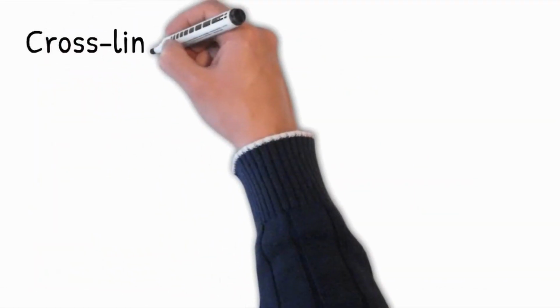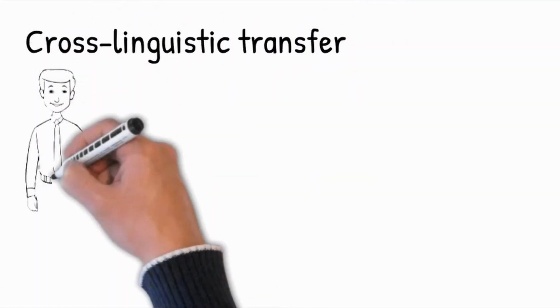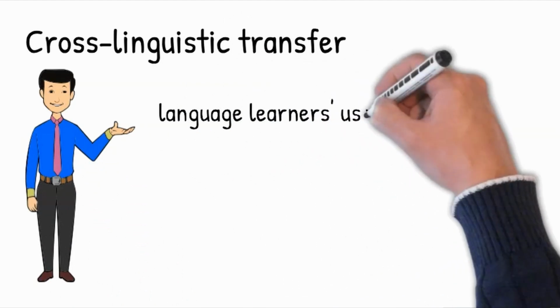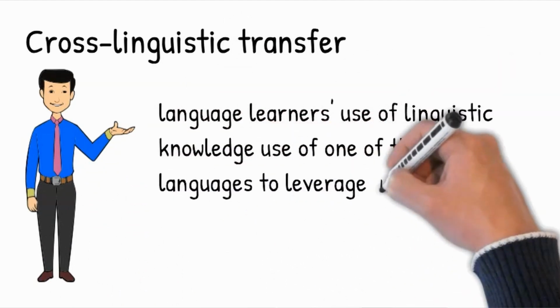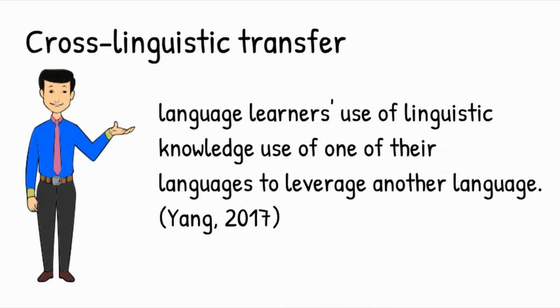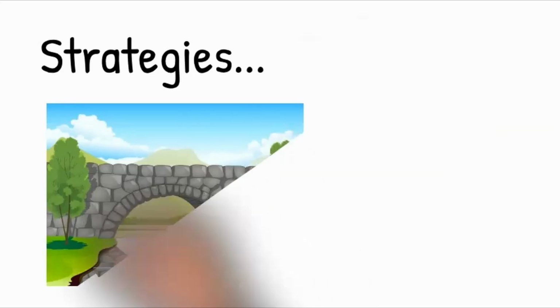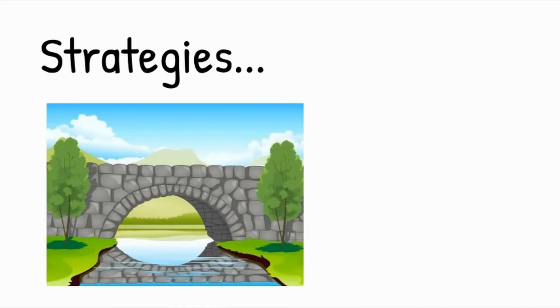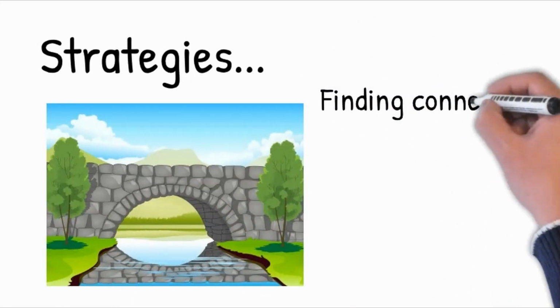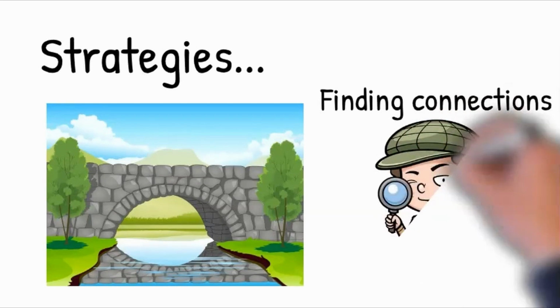Cross-linguistic transfer is defined as language learners' use of linguistic knowledge of one of their languages to leverage the learning of another language. Strategies can include bridging, which I mentioned before about using cognates. Bridging helps mastery of content in two languages. The strategy brings the languages together in order to find connections between the two.